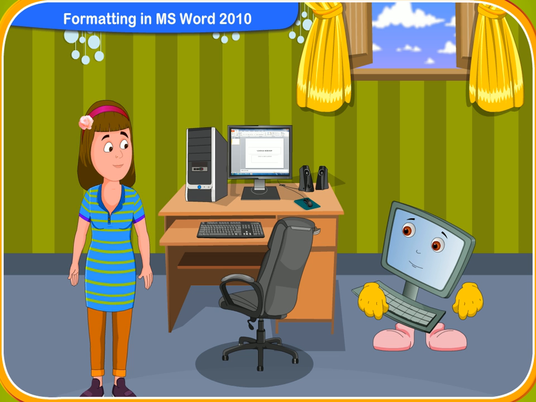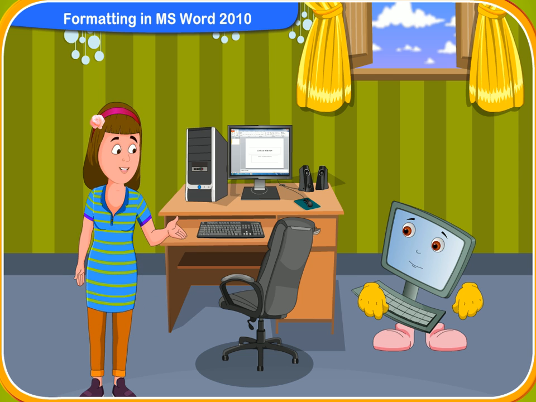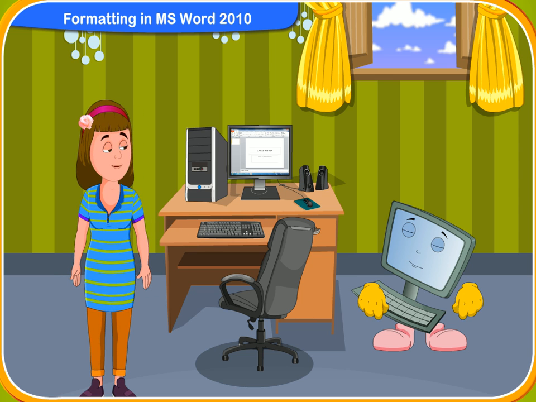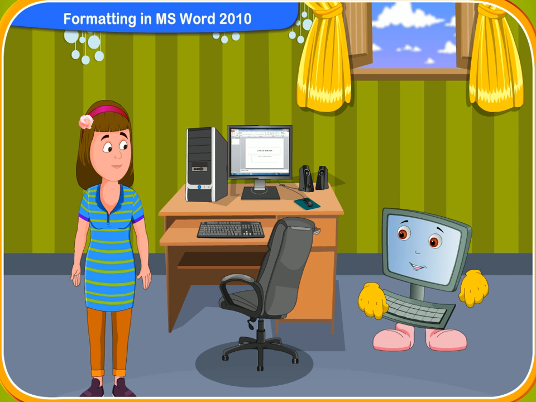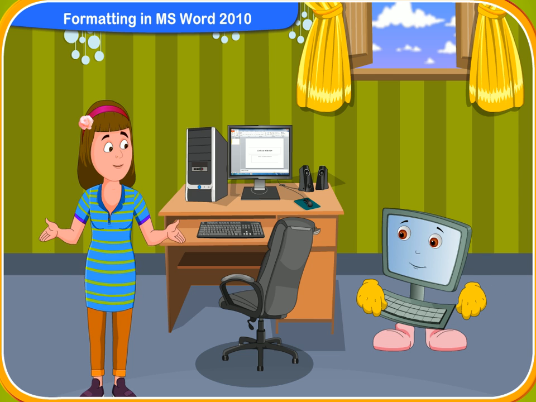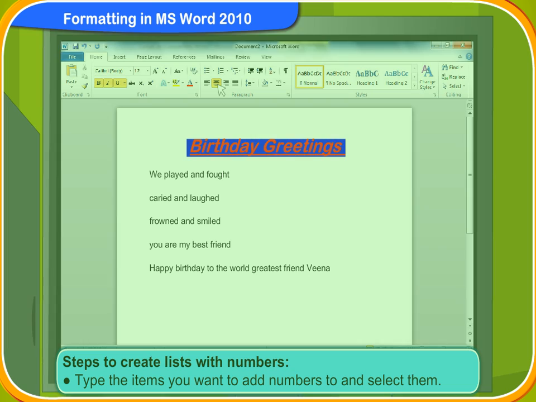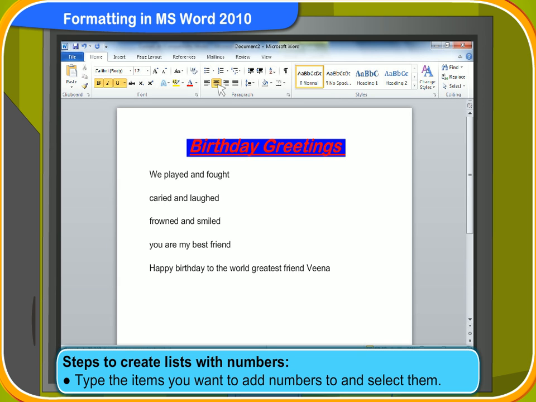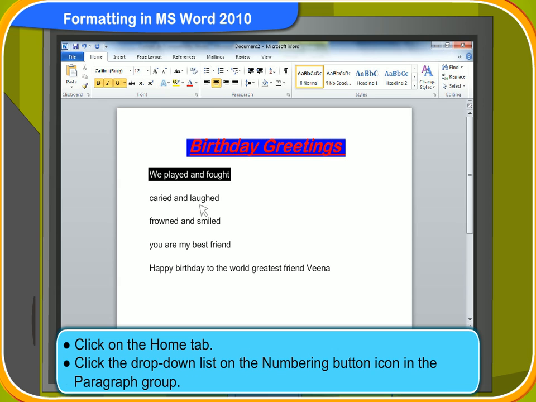Look at these lists in the document. Can I make them more attractive in MS Word? Yes, you can. Put a number or a bullet against the text to make the list attractive. Show me the steps to create lists with numbers. To create a list with numbers, first type the items you want to add numbers to and select them.